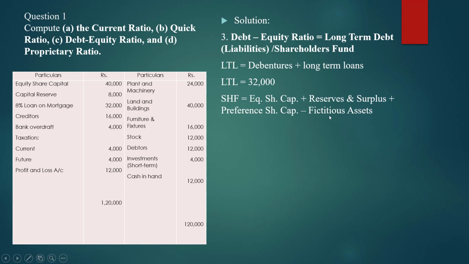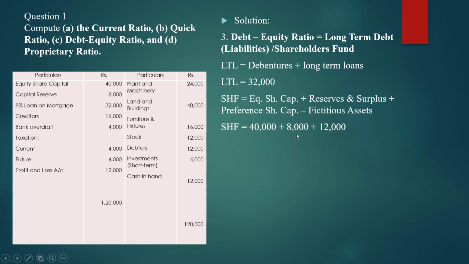So those assets have to be deducted from the shareholders fund. They don't belong to the shareholders fund because you are not getting any kind of income by selling those fictitious assets. Examples of fictitious assets can be preliminary expenses, discount on issue of shares. All these are fictitious assets. Now we'll see what the shareholders fund is.